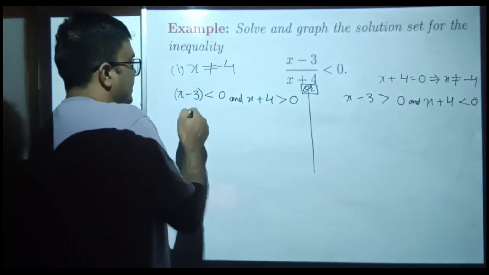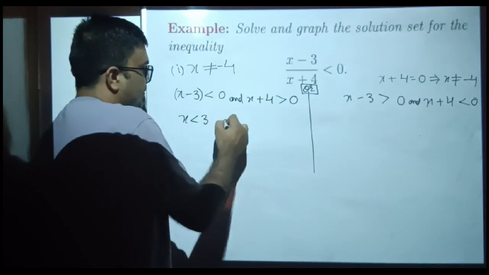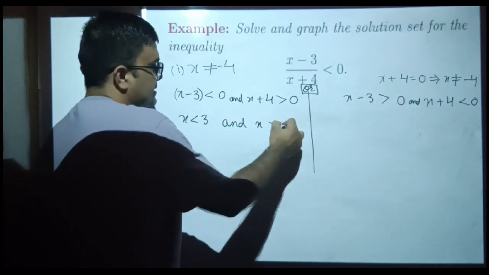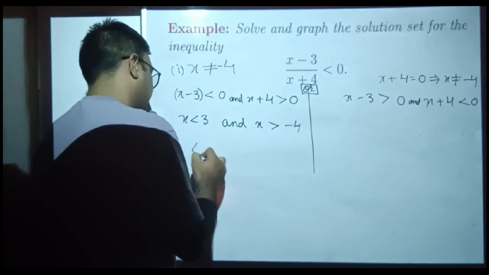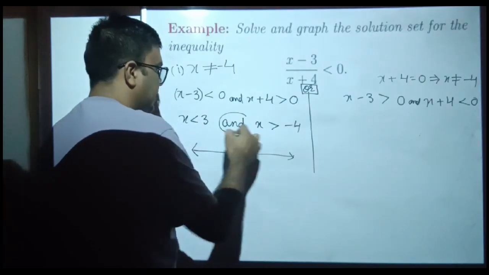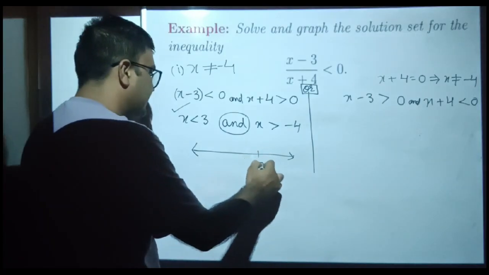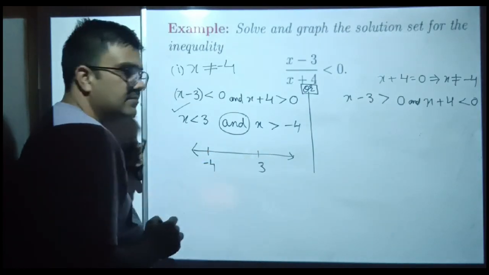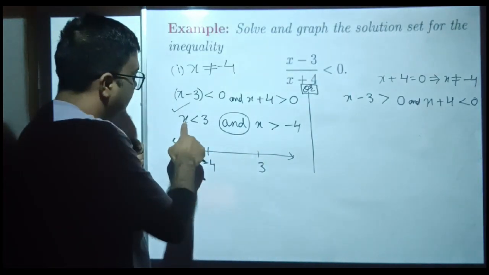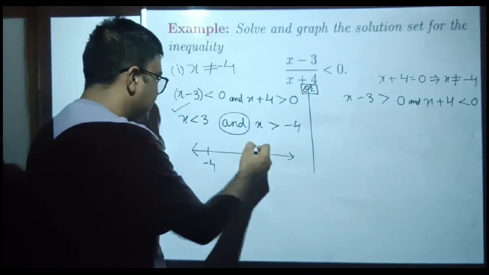Now, this gives us x is less than 3 and x is greater than minus 4. It is "and" here, which means both these conditions should be satisfied together. We have the point 3 and the point minus 4. x is less than 3.